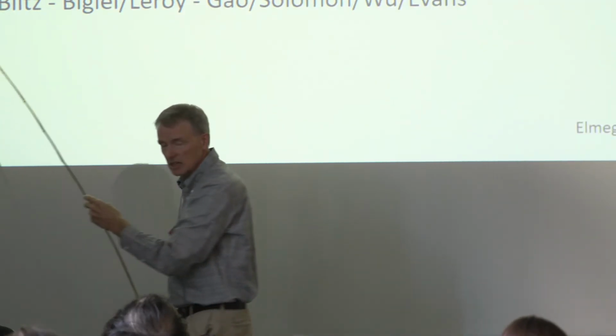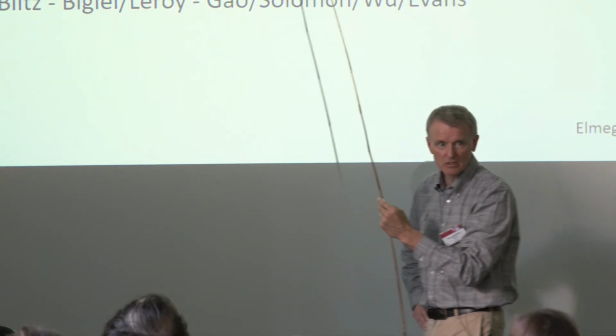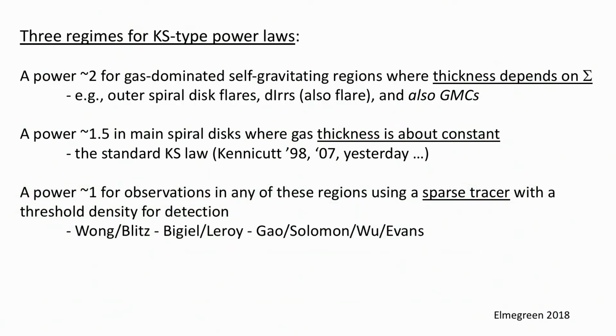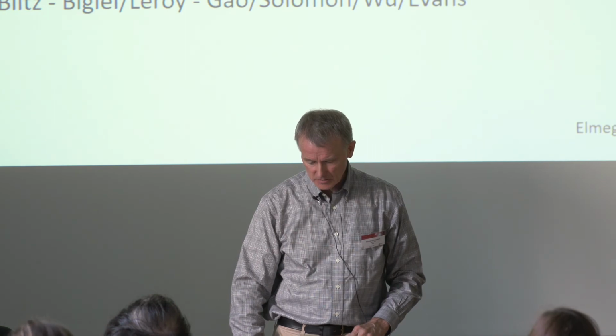Power 1 is entirely a selection effect in this interpretation. Because if you look at a certain molecule, you just see where that molecule is. And there's always a threshold to see that molecule. It's at a certain density. So you're just looking at gas at about that density, or a factor of a couple higher for the internal structure of the cloud. So you always have the same time scale. So the star formation rate just depends on how much of that stuff there is at that fixed density. So that's true for sparse tracers, like CO in normal disks, or HCN.